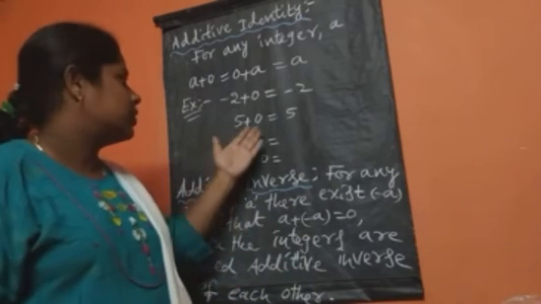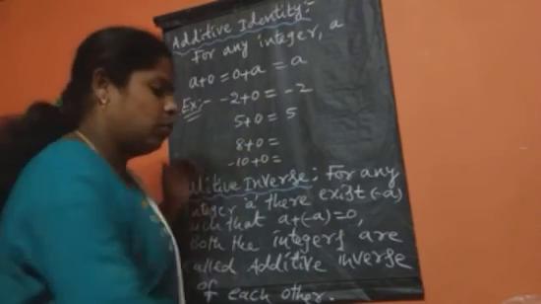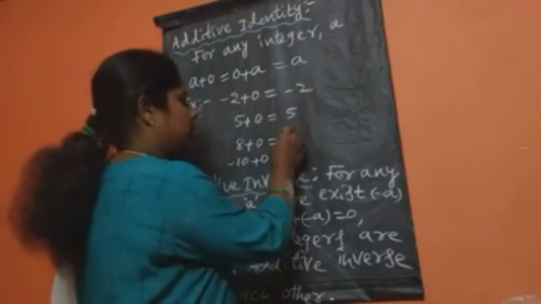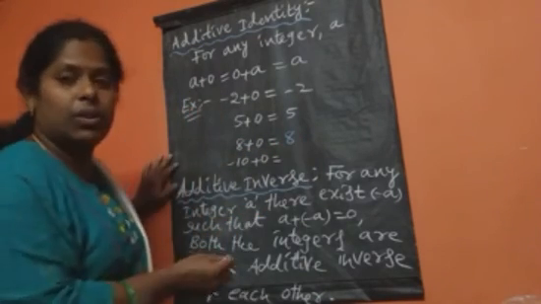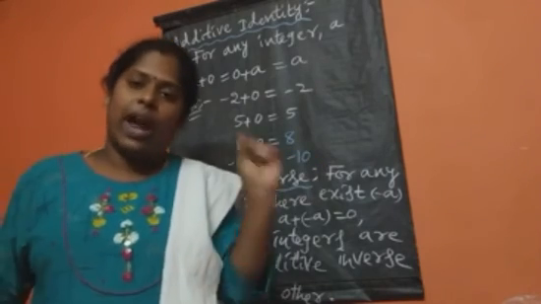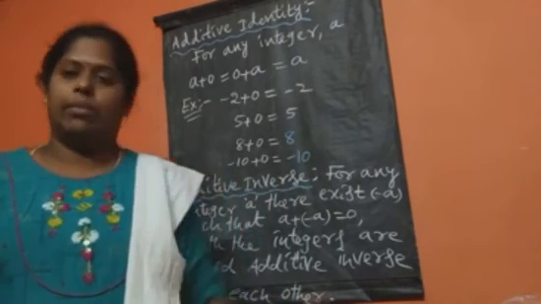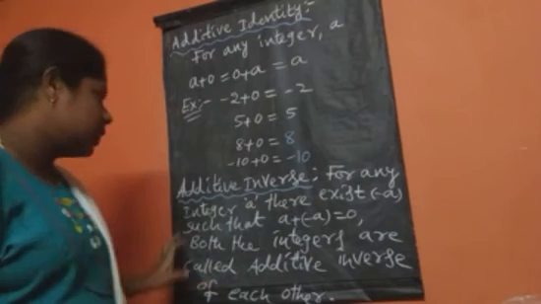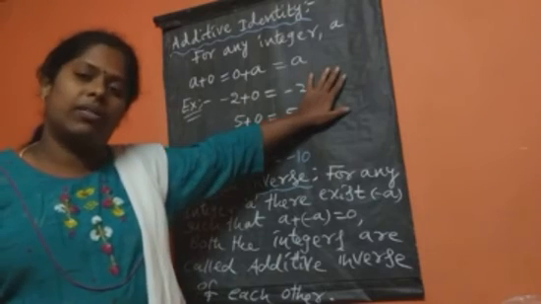So 5 plus 0 is equal to 5, a plus 0 is equal to a, minus 10 plus 0 means we will get minus 10 only. So for any number, if we add 0, we will get that number only. Next, this is a very important and easy one.